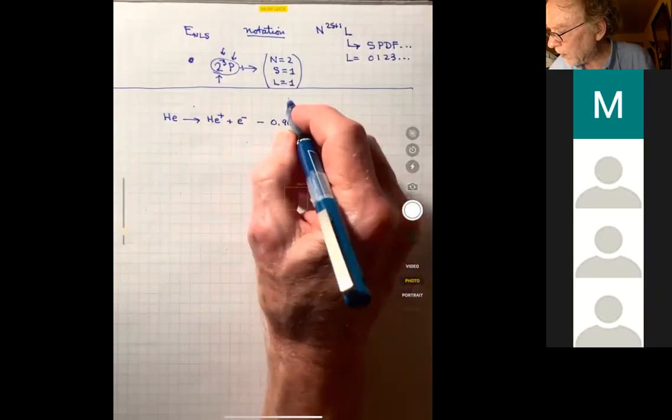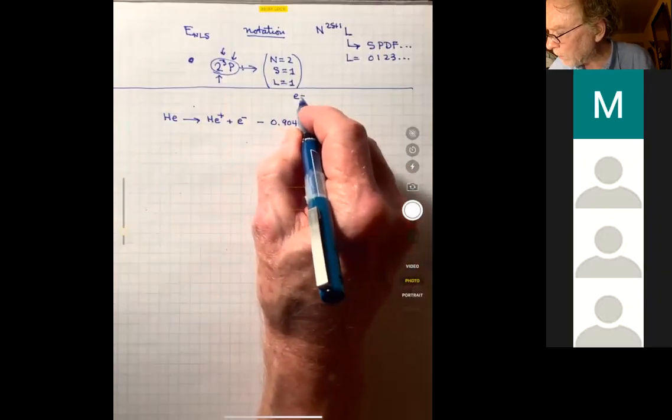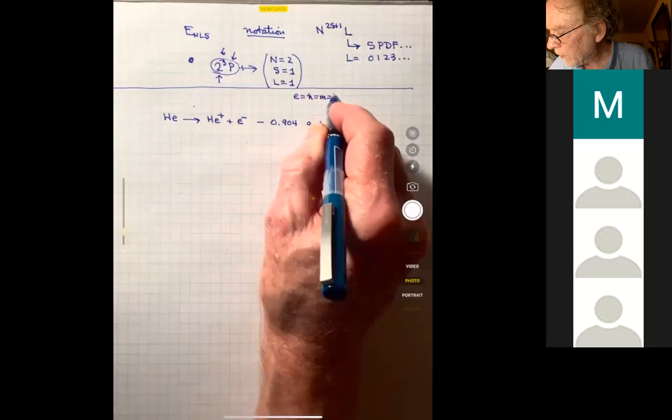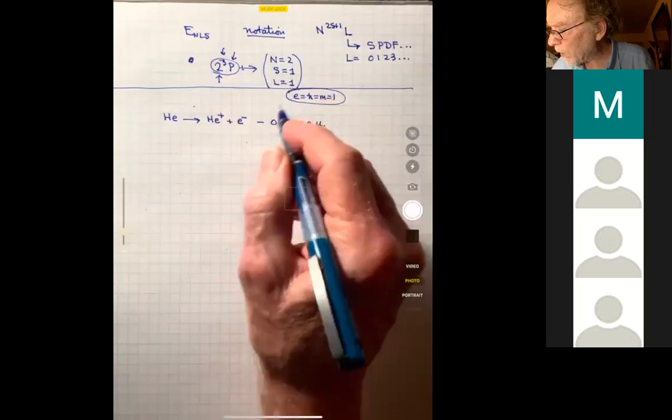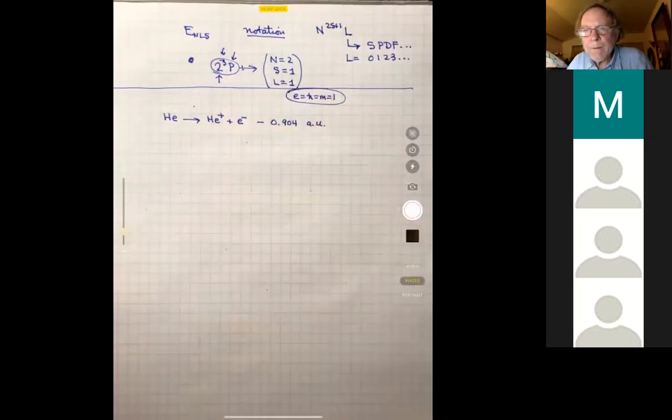I'll be working, did I say this? We'll work in atomic units, e equals h bar equals m equals 1. So this is 0.904 atomic units. The ionization potential for hydrogen is only 1/2 of an atomic unit. That's the equivalent of the 13.6 electron volts, which you certainly memorized. And you can see this is larger than hydrogen. In fact, helium has the highest ionization potential of any atom in the periodic table. It's the most difficult to ionize.